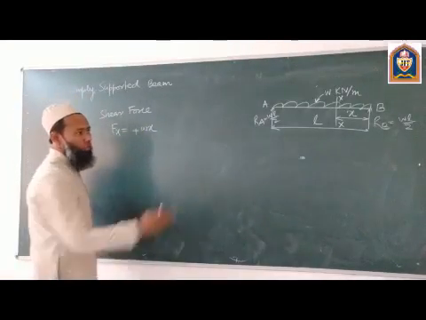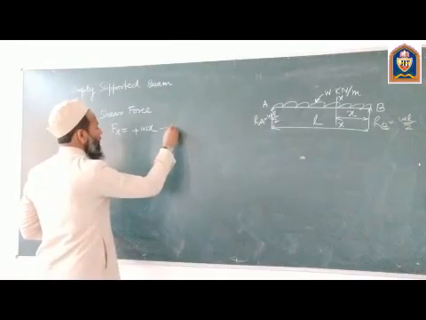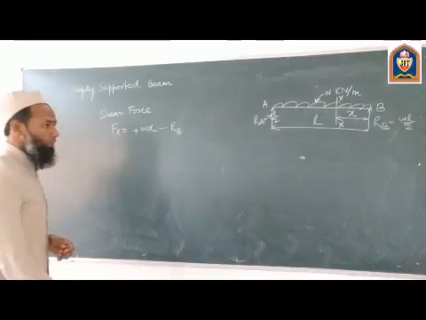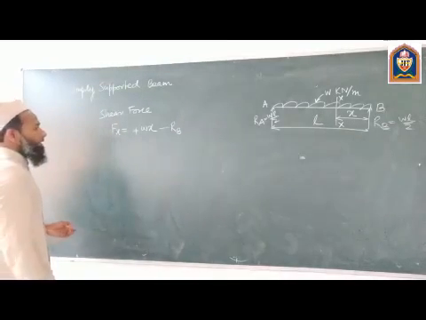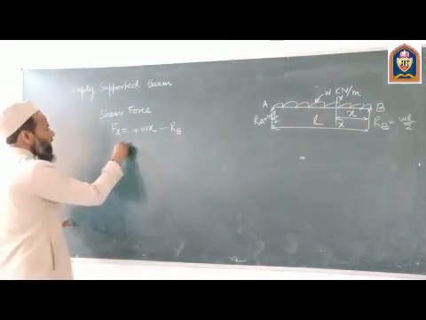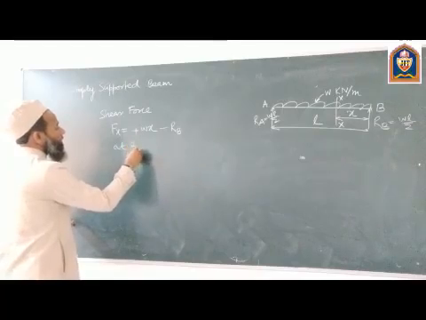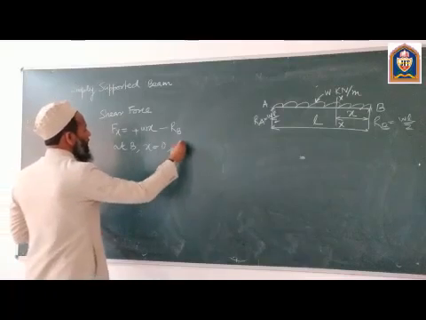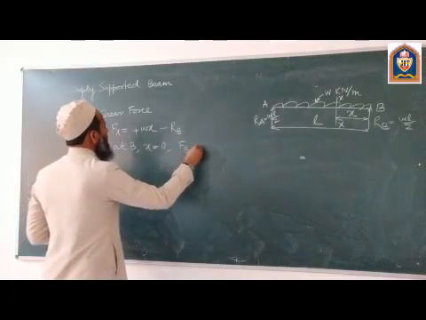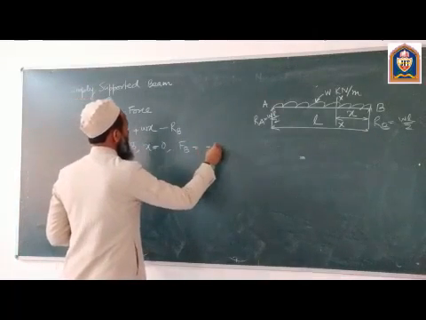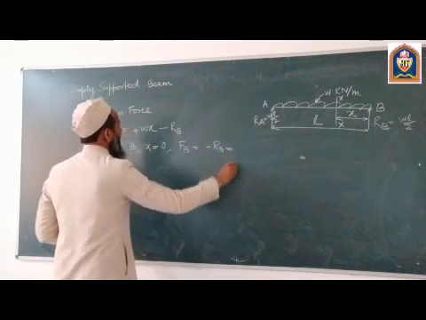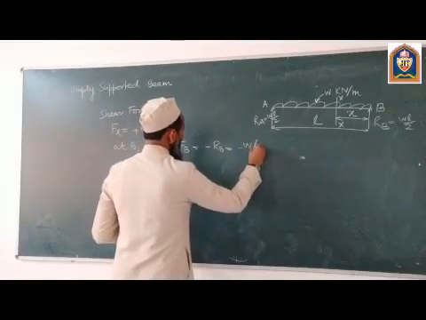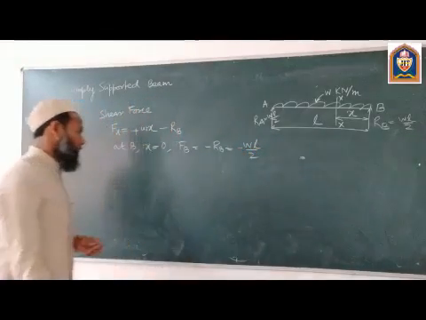And the second force is the reaction, which is going up. So it is Rb. So if we want to find out at B, what is the value of x at B? It is equal to 0. So Fb is equal to, this becomes 0. So this is minus Rb, and Rb is WL by 2. So this is minus WL by 2.